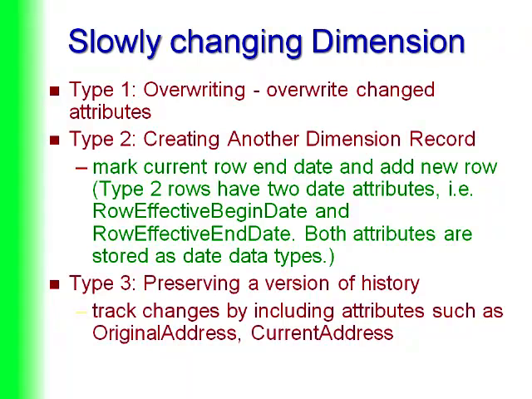Whereas type 3 preserves a version of history. This is basically used to track changes by including attributes such as original address, current address, etc. in the case of customer records. So based on the application requirements, we need to identify first what type of dimension it is, and in case it is a slowly changing dimension, to which type that slowly changing dimension is to be captured. This needs to be decided while modeling the dimensions.